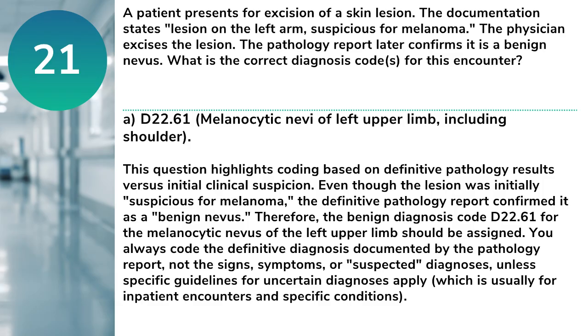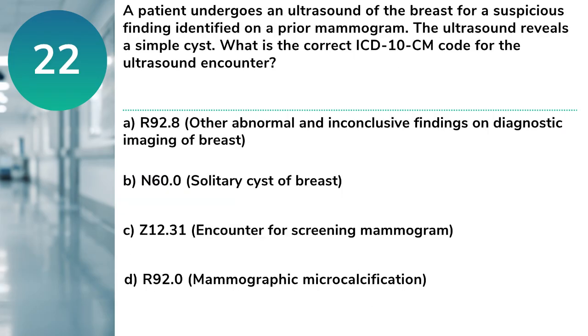Question 22. A patient undergoes an ultrasound of the breast for a suspicious finding identified on a prior mammogram. The ultrasound reveals a simple cyst. What is the correct ICD-10-CM code for the ultrasound encounter? A. R92.8, other abnormal and inconclusive findings on diagnostic imaging of breast.